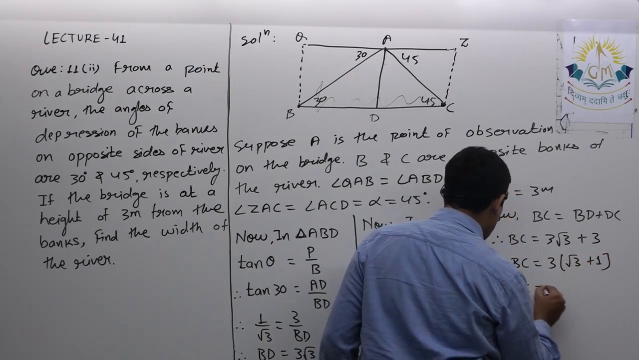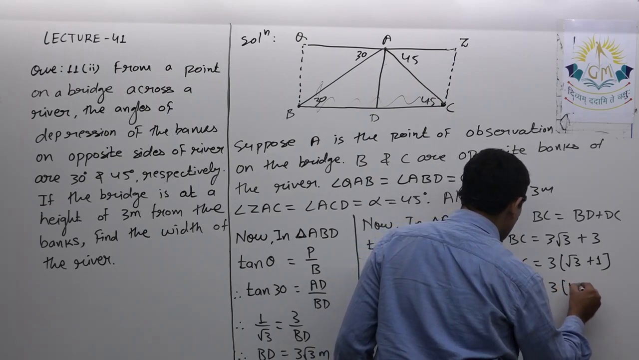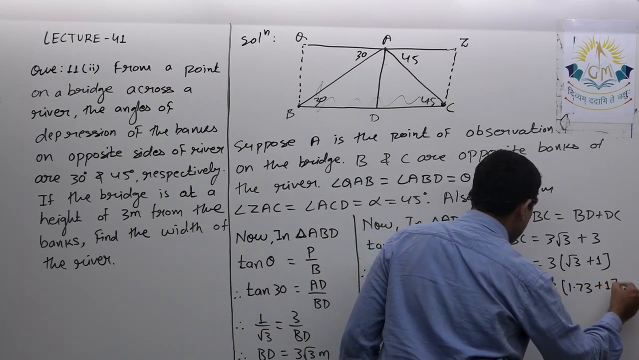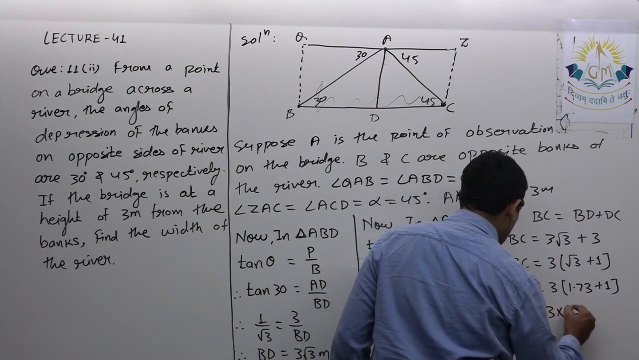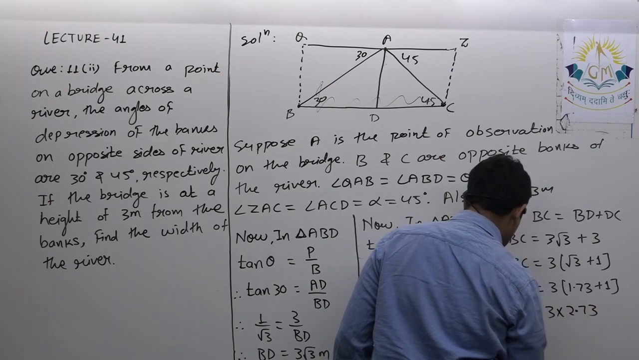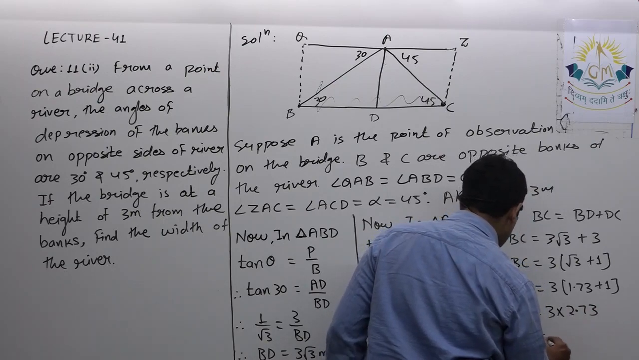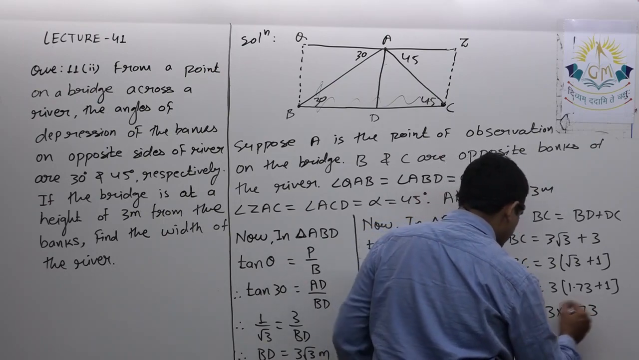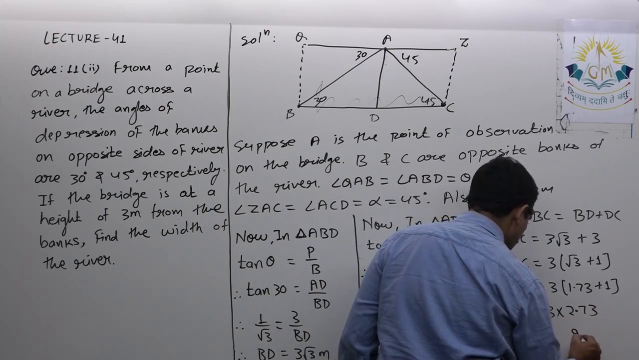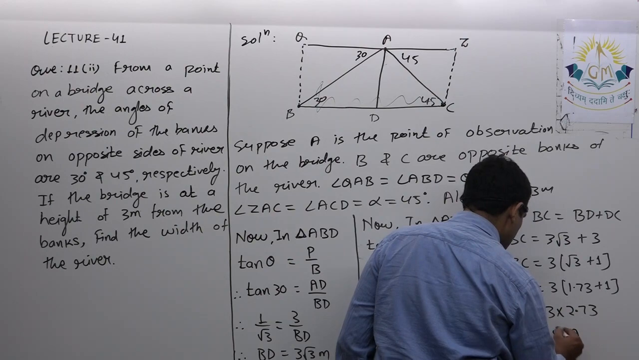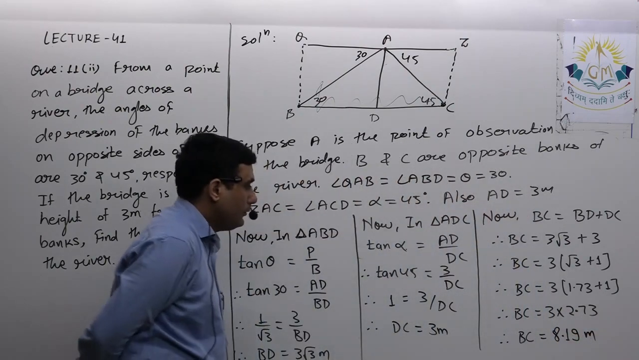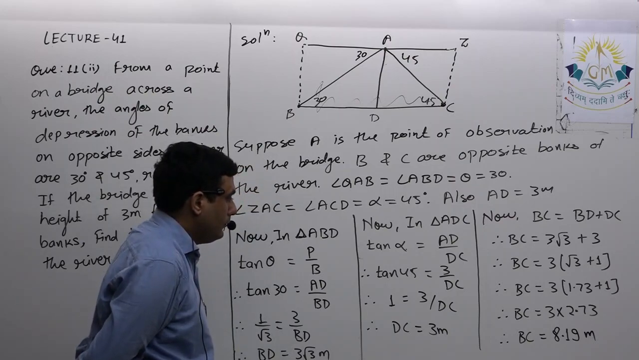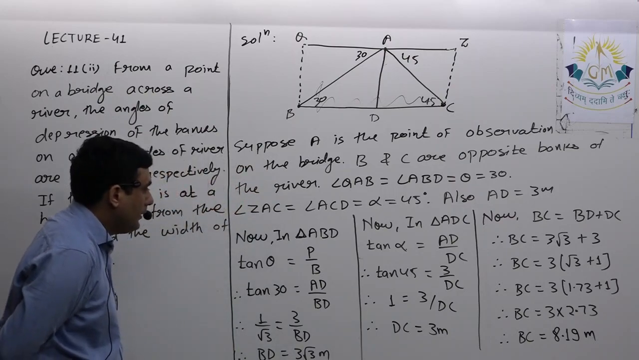Or I can say BC is equal to 3 times, root 3 is 1.73, plus 1. So BC is equal to 3 multiplied by 2.73. So ultimately BC is equal to 8.19 meter. Okay, so this is the final answer.